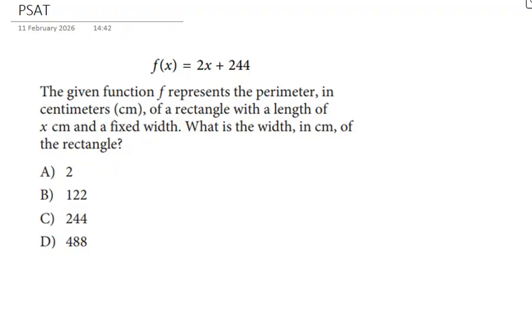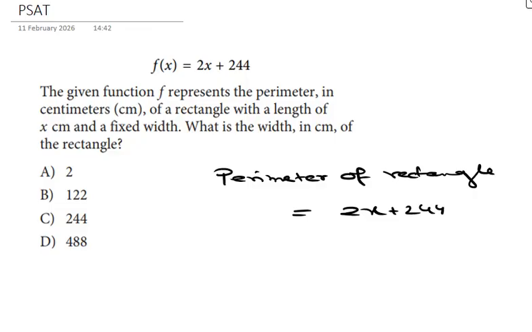Now first understand what is given. We are given the function f(x) is equal to 2x plus 244, and the question says that the function represents the perimeter of a rectangle. So that means the perimeter of the rectangle is equal to 2x plus 244. And we also know the length of the rectangle is x and the width of the rectangle is a fixed value and that is unknown, and we are asked to find the width.